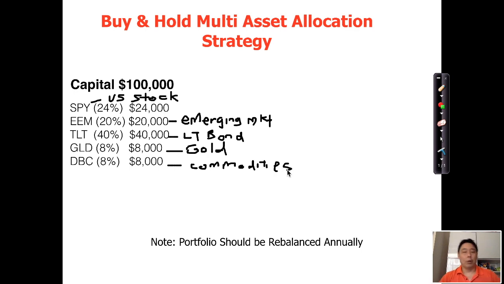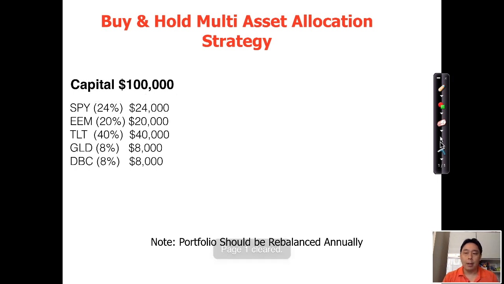Okay, great. So once you allocate to that proportion, what you do is every year you have to rebalance your portfolio. What do you mean by rebalancing? That means at the end of every year, you have to sell some assets and buy some assets to maintain the same percentage allocation. All right.